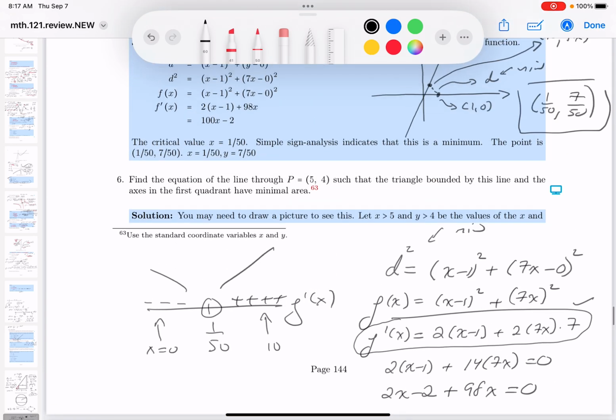All right, I want to go back to the key, and I want to see if this answer is being listed for me. And I see it right over here. What's it going to be? The point is 1/50, and the y coordinate is going to be 7/50.